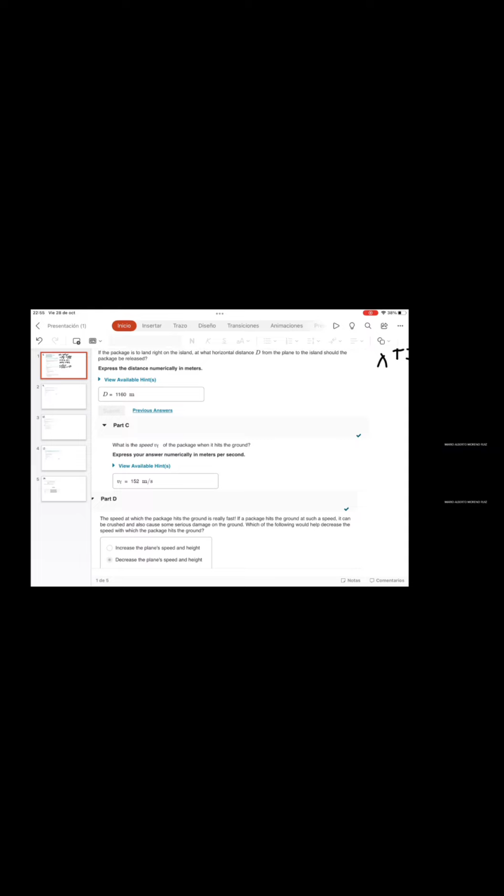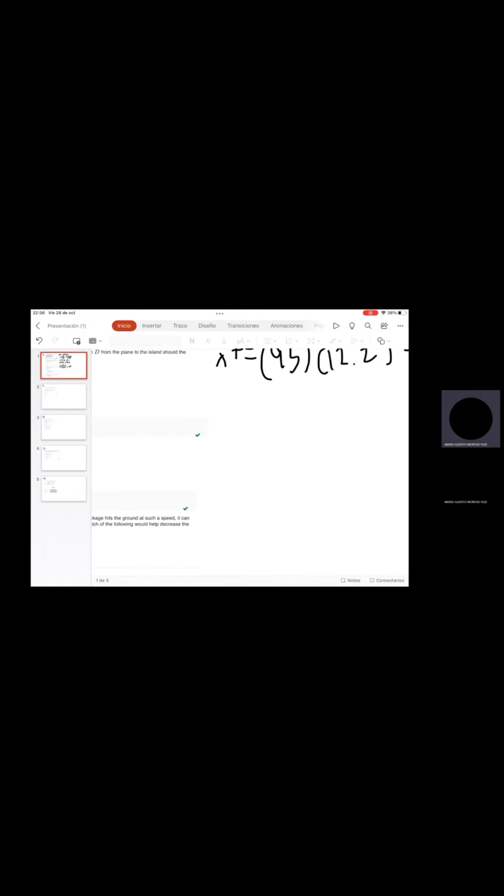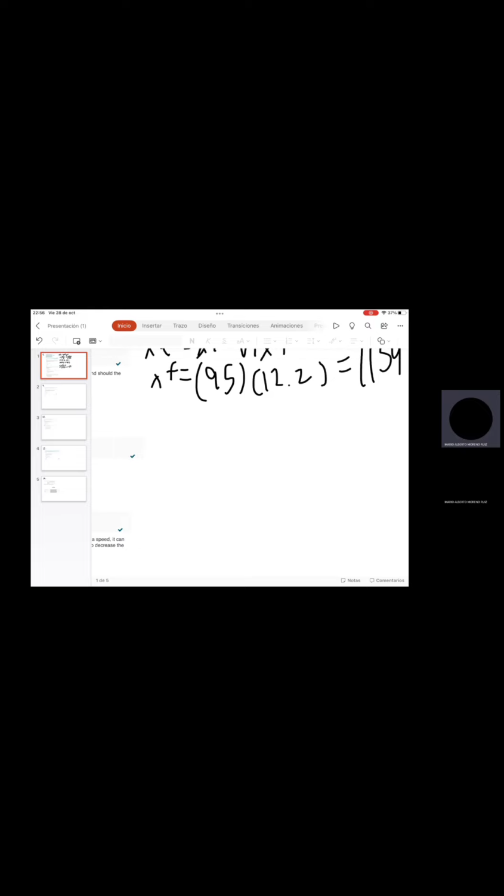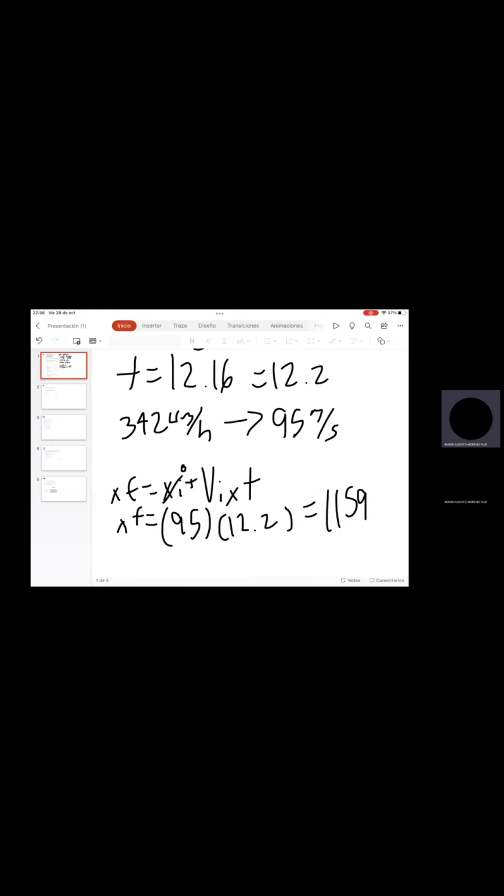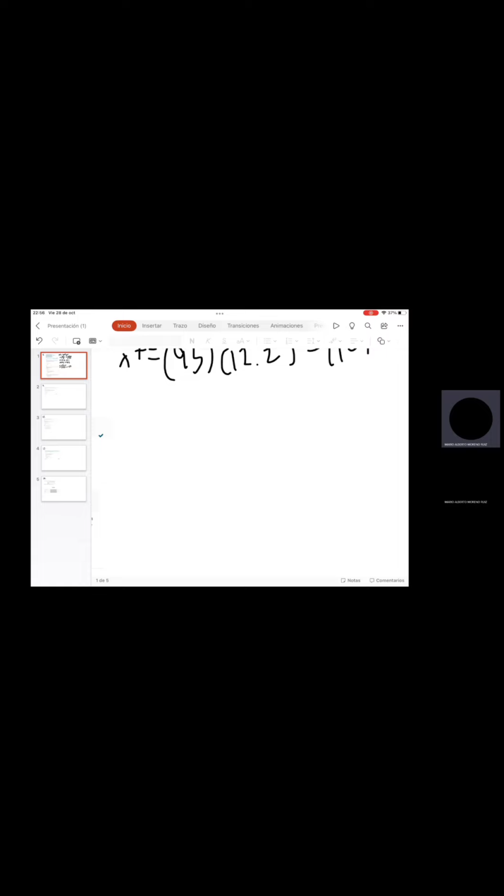Part C. Part C is asking us what is the speed of the package when it hits the ground. For this, we need to know two things: the final velocity in y and the initial velocity in x. We know the initial velocity in x, that is 95, but we don't know the final velocity in y. So we're going to get it by using this formula right here. We know that this is 0, as we said before in part A.